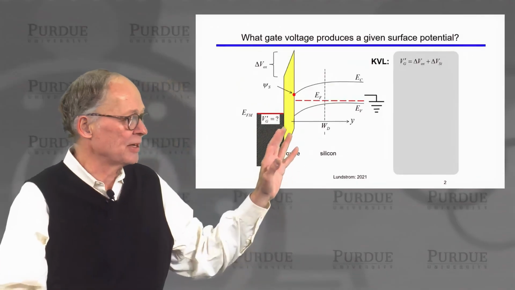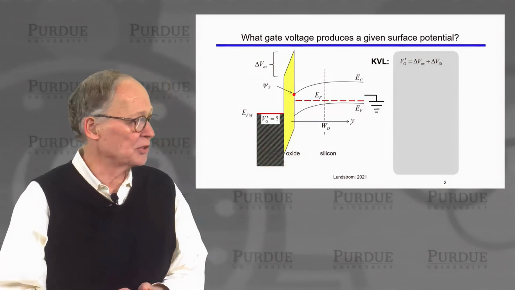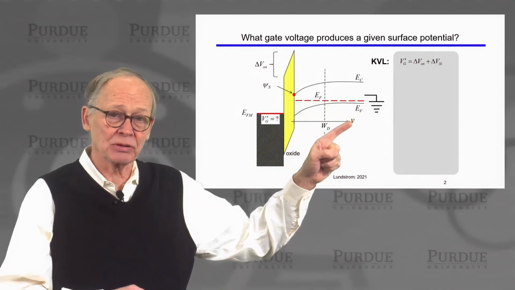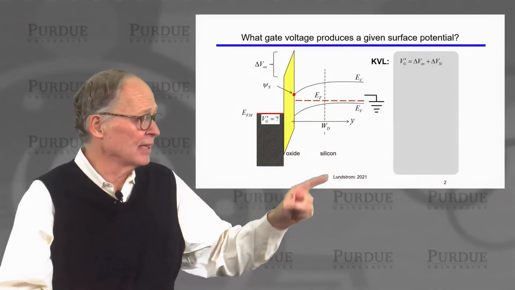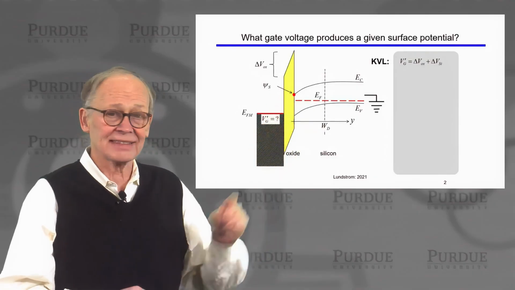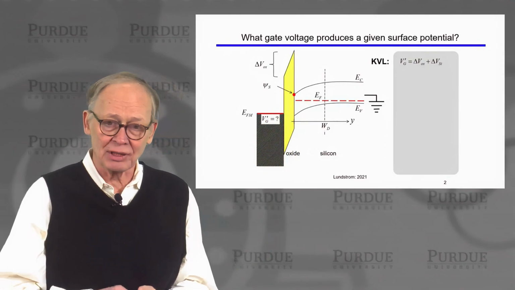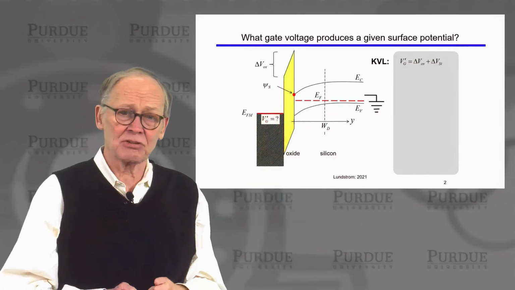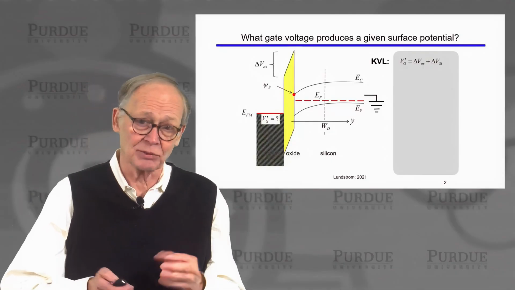So here's an energy band diagram, and we're going to add up the voltages with Kirchhoff's voltage law. The potential in the bulk of the semiconductor, deep inside the semiconductor, is 0. The potential at the surface is psi sub s, that's our surface potential. So the voltage drop across the semiconductor is the surface potential. There's also a voltage drop across the oxide, the delta V ox here. We add the two, and that's the voltage on the gate.